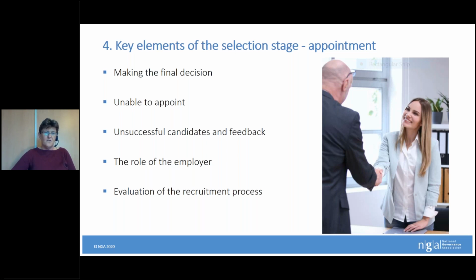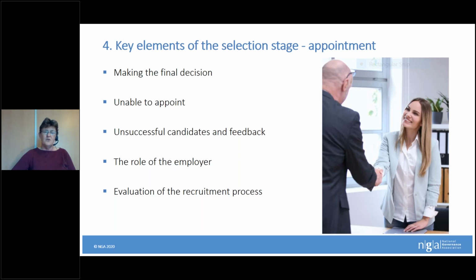In some cases, unfortunately, despite everyone's best efforts, you are unable to appoint. And while that's hugely disappointing, it is also the right decision. It is far better to have a vacancy than to have someone in position who struggles and you end up in a poor performance situation.